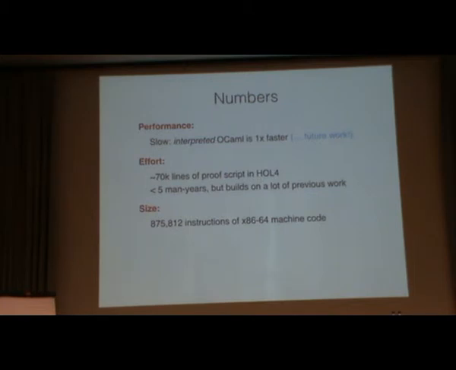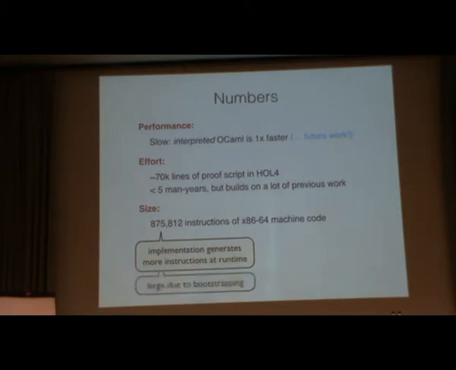The effort as of POPL was about 70,000 lines of proof scripts. This is a somewhat random figure, because there's a lot of work that's gone before, and a lot of experience by us on these subjects from before. The size is quite big, and I should also mention this is a JIT compiler. It produces more instructions at runtime, so it's not fixed, so to say. And this is large due to the bootstrapping, and partly due to the compilation strategy.